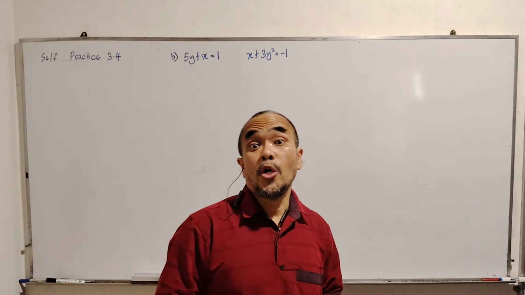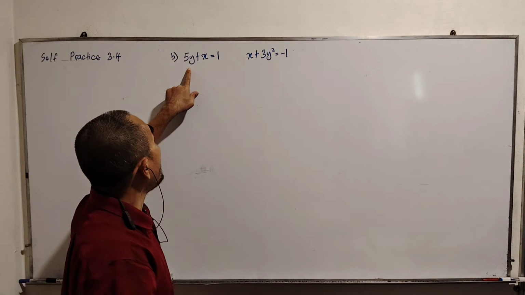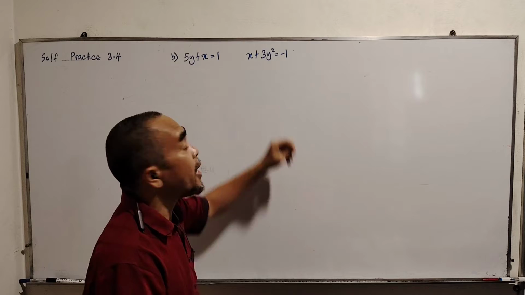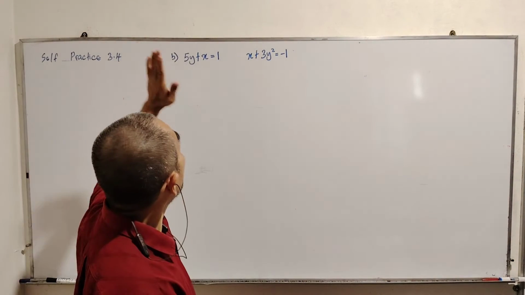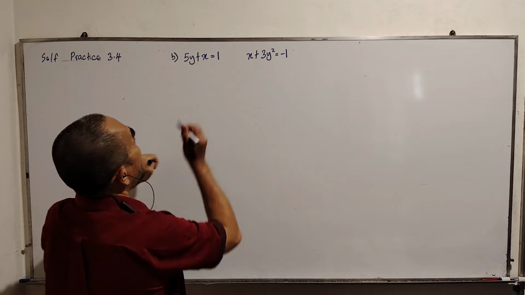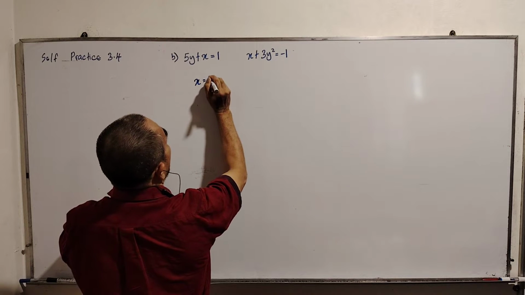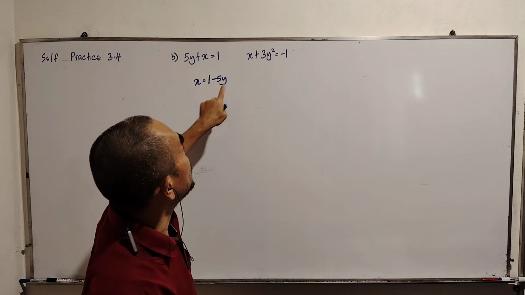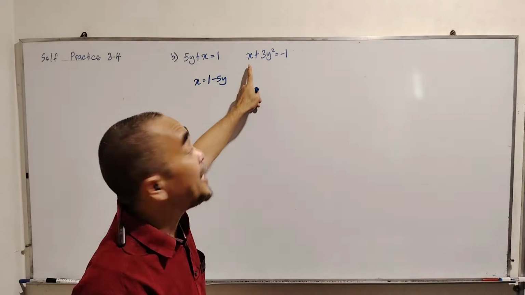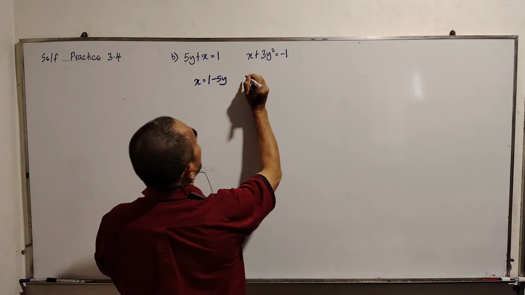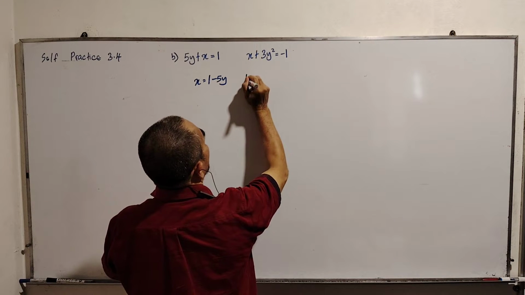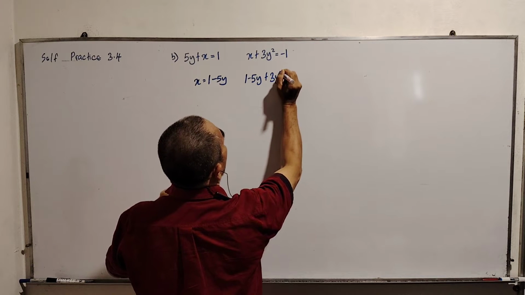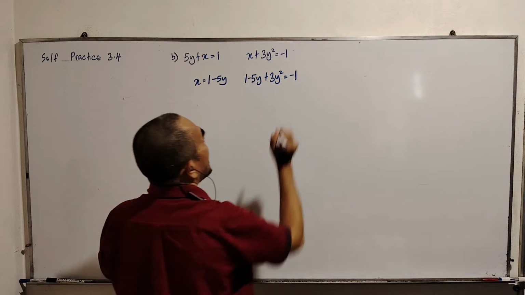So let's continue with question B. We have here 5y plus x equals 1, x plus 3y squared equals negative 1. So what we do is we take x as the subject. x will be 1 minus 5y, and you substitute all the x. But luckily, there's only one x here. So you replace x with 1 minus 5y, and you get 3y squared equals negative 1.